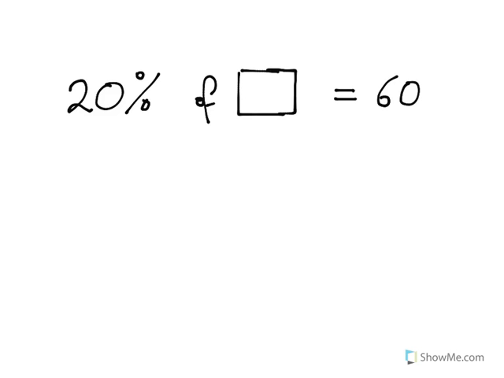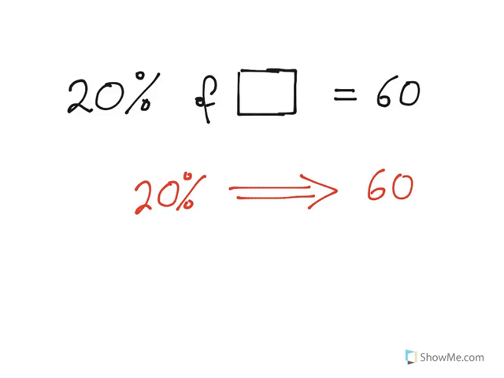Then it says, well, what about 20% of something giving us 60 then? So what do we know here? Well, we know that 20% is equivalent to 60. And that tells us then, well, what does that tell us? Well, that tells us if 20% is equivalent to 60, that must mean that 10% is equivalent to 30.